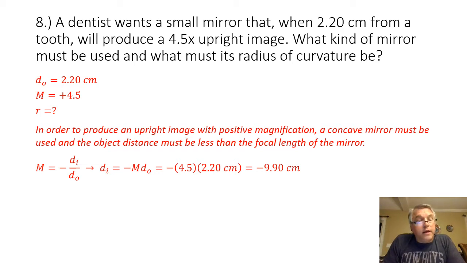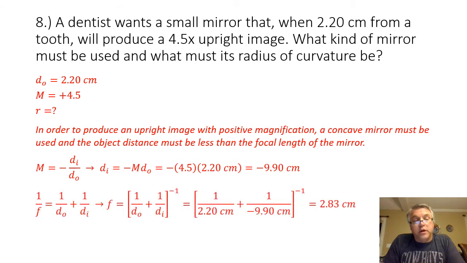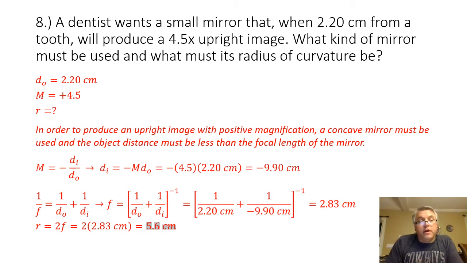Now that I have the image distance, I can use that and the object distance to find the focal length. And using my mirror equation, solving that for focal length will give me a focal length of 2.83 centimeters. To find the radius of curvature, I know I need to take my focal length and multiply that by 2. So 2.83 centimeters times 2 is going to give me 5.6 centimeters. So that is my radius of curvature for this mirror for my dentist.